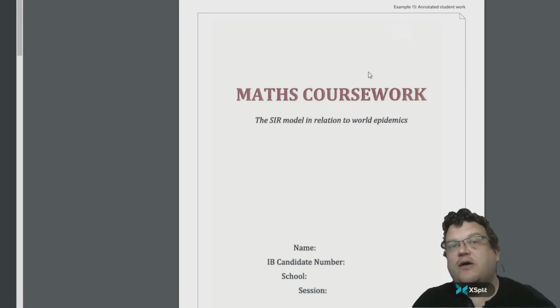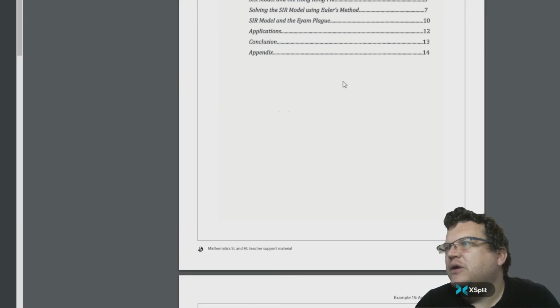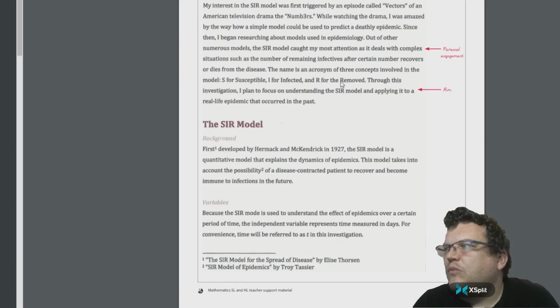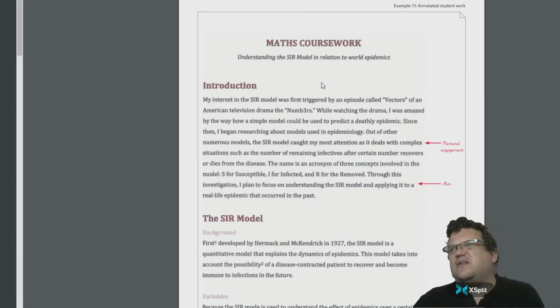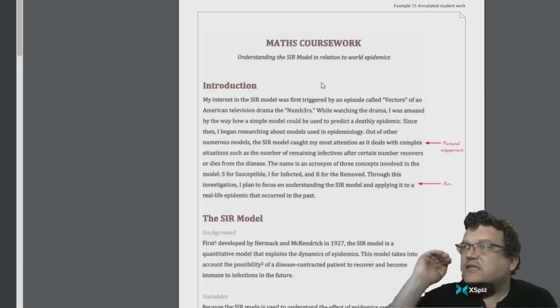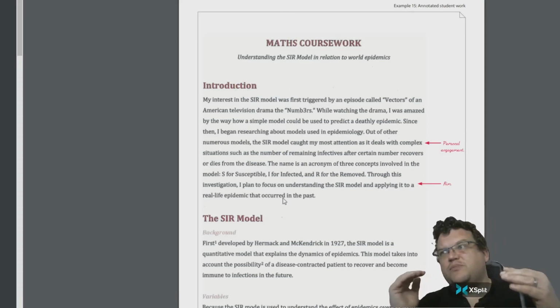I think this one is getting top marks in B, but just losing out in A. Scrolling through, we can see this is even nicely laid out. Maybe we've got a nice title, subtitles, an introduction. We can see they've labeled personal engagement here, and we've got a clear aim: I plan to focus on understanding the SIR model and applying it to a real life epidemic that occurred in the past. Your aim doesn't need to be massive and huge, just something simple like that.